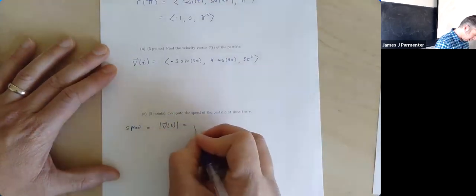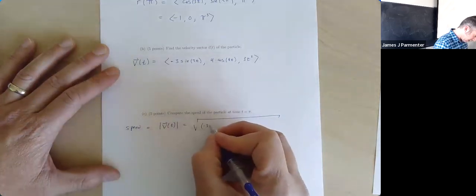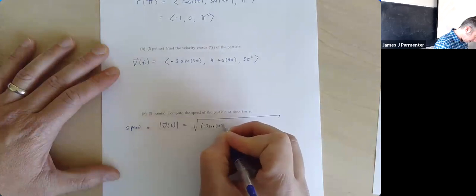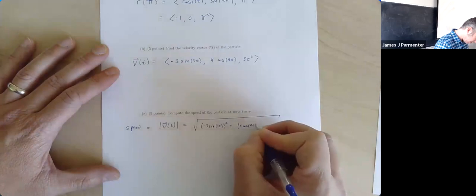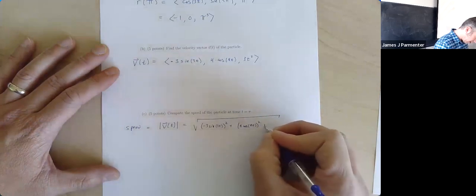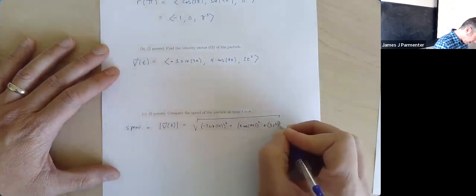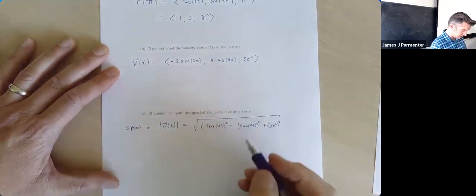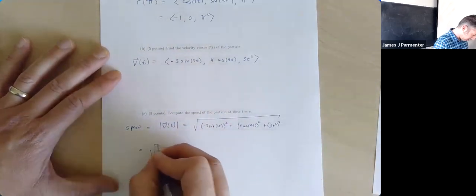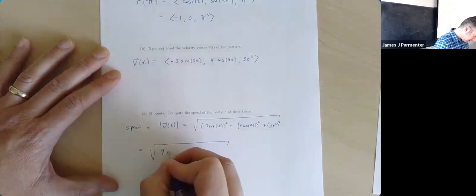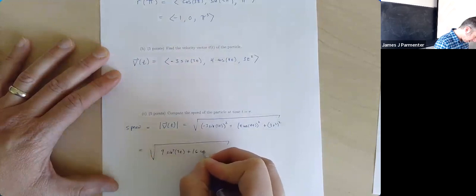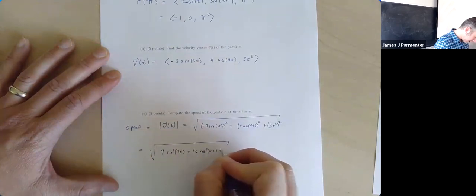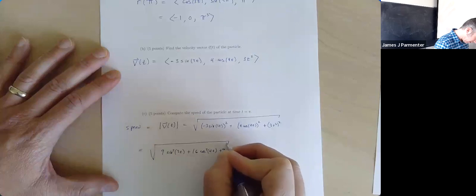So that's going to be the square root of (-3 sine of 3t)² plus (4 cosine of 4t)² plus (3t²)². You could probably skip writing the things squared and just actually square them, right? This is the square root of 9 sine squared of 3t plus 16 cosine squared of 4t plus 9t to the 4th.